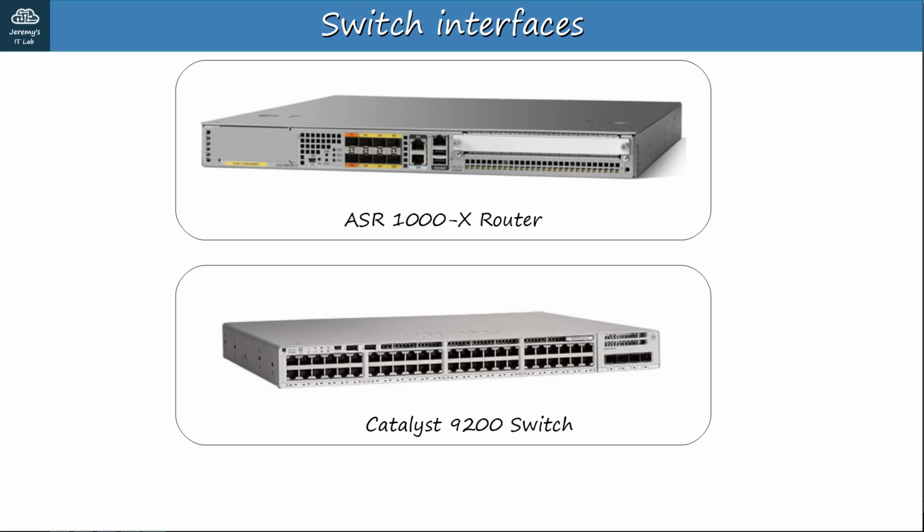Also, let me review one point about switches that I mentioned in the very first video in this series. Up top is a photo of a Cisco ASR 1000X router, and under it is a Cisco Catalyst 9200 switch. What's the big difference that stands out here? How about the number of interfaces? The router has 8 SFP interfaces for fiber optic cables, and then a few RJ45 interfaces for the console port and such. The switch, on the other hand, has 4 SFP interfaces, plus 48 RJ45 interfaces.